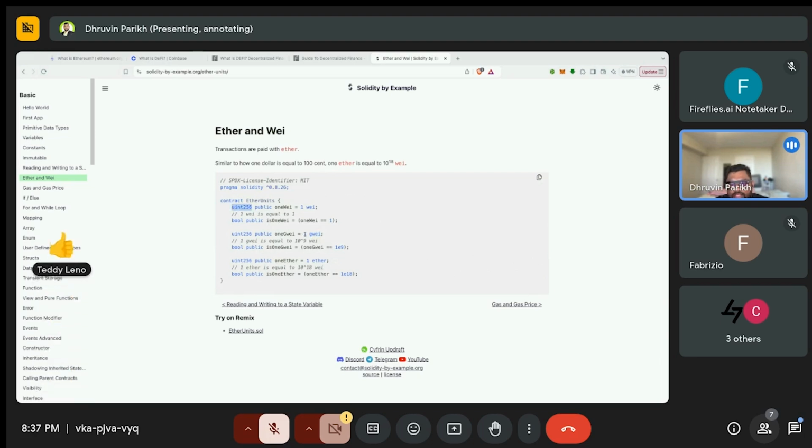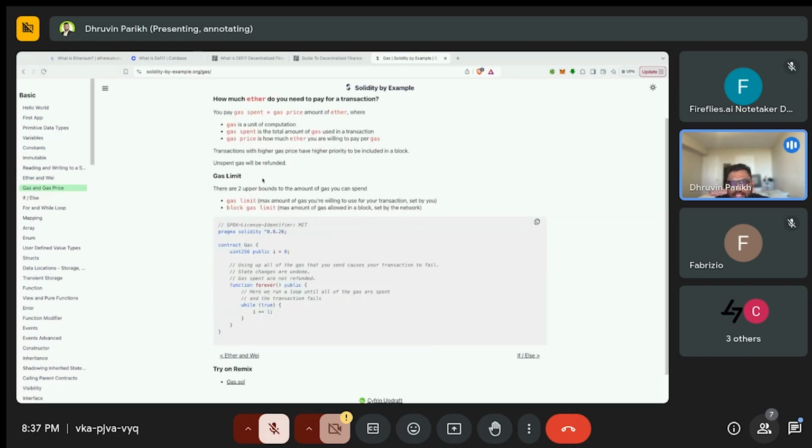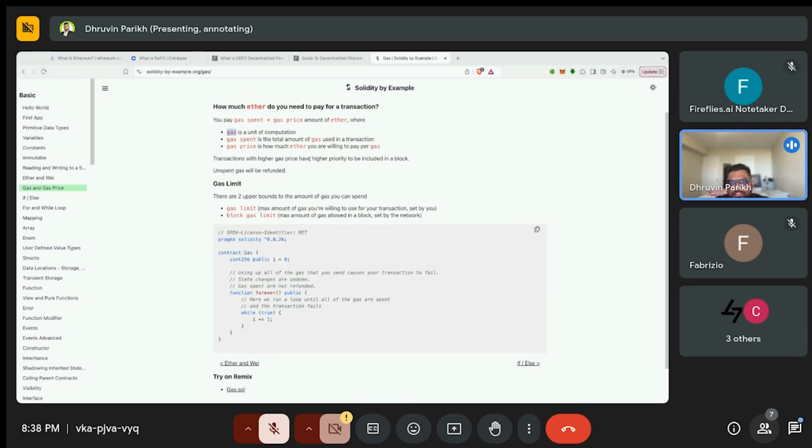Either you say 1 into 10 to the power 9 or 1 Gwei is going to be the same value assigned to 1 Gwei. Same goes for 1 ether, and 1 wei is just number 1. So gas is a unit of computation, the amount of gas that you spent in the transaction. And then the gas price is per gas unit, how much gas price you're going to pay. The gas price is specified in Gwei, but you can also calculate that in ether by converting Gwei into ether.